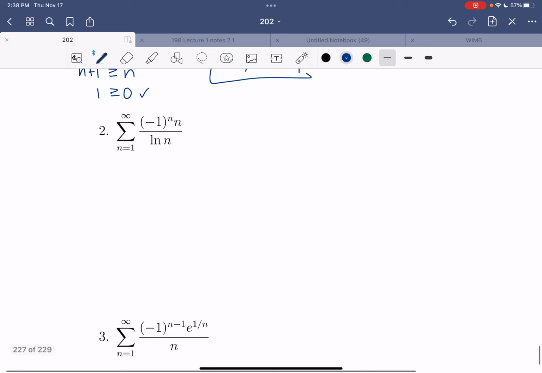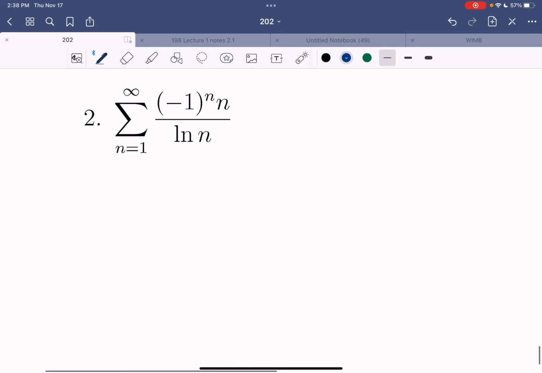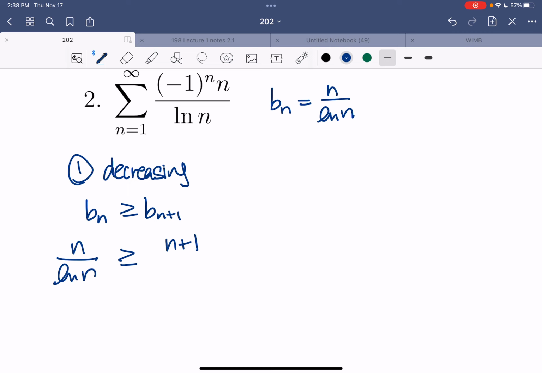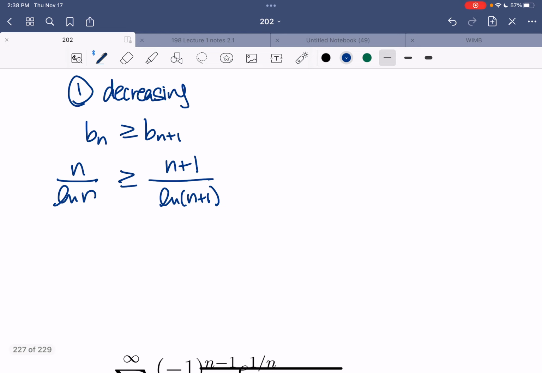Okay. Number 2, same kind of thing. We want to show both things. So number 1, we want to show that it's decreasing. So we want to show that bn is greater than or equal to bn plus 1. In this case, your bn, if you take away the negative 1 to the n, is n over ln n. So you have n over ln n greater than or equal to n plus 1 over the natural log of n plus 1. Okay, cross multiply here. You've got n times the natural log of n plus 1 greater than or equal to n times the natural log of n plus the natural log of n.